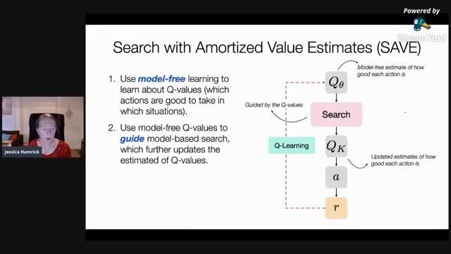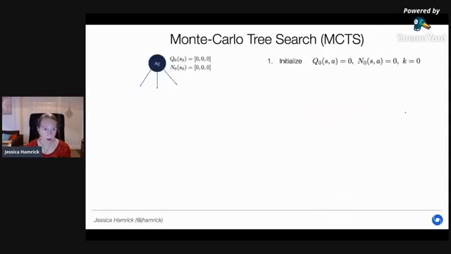So specifically, what it means to guide the process of search looks as follows. Let me first just walk you through how MCTS works, and then I'll tell you how SAVE modifies this procedure. In Monte-Carlo tree search, we have our root node of the search tree. That's the state that the agent is currently in. And we're going to initialize a set of Q values, which are, again, estimates of how good the actions are that it can take, as well as visit counts. So how frequently has it visited each state and each action.